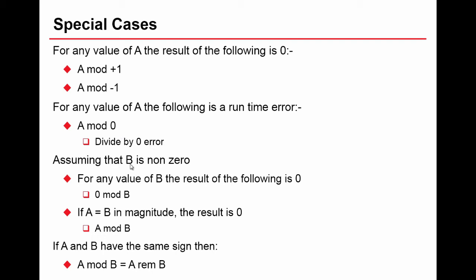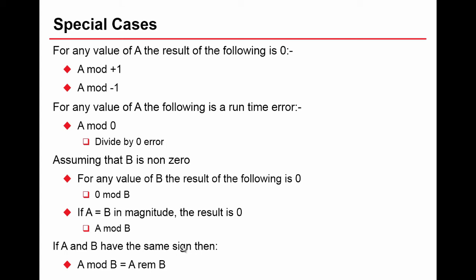If B is non-zero, so if we have a mod B and B is non-zero, then for any value of B, the result of the following is 0. So if we have 0 mod anything else, the result is 0. As long as the operand B is not 0, of course, because that would give us our divide by 0 error. If A and B have the same magnitude, then the result is always 0.